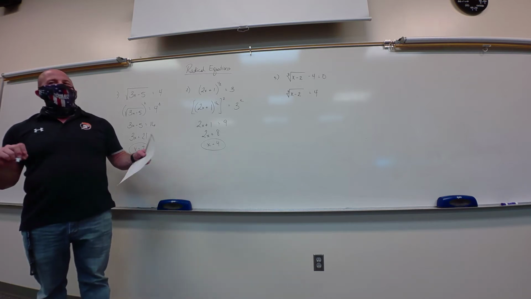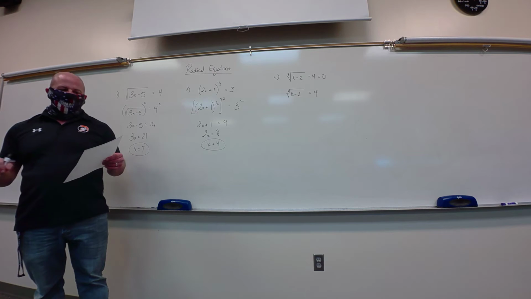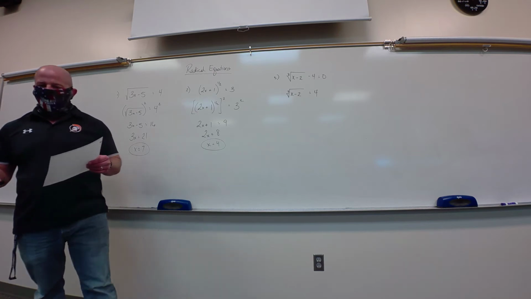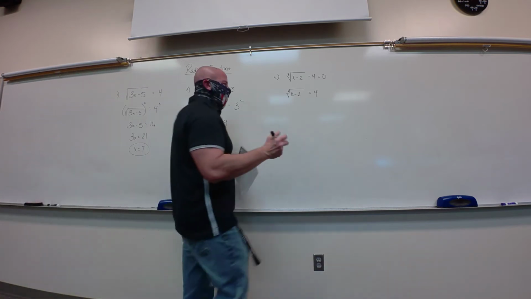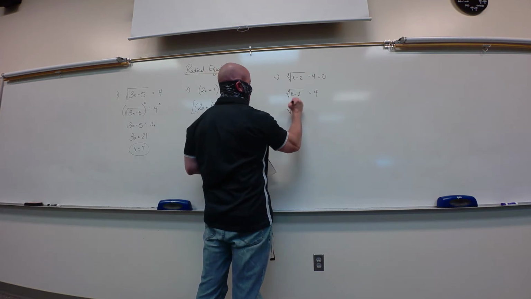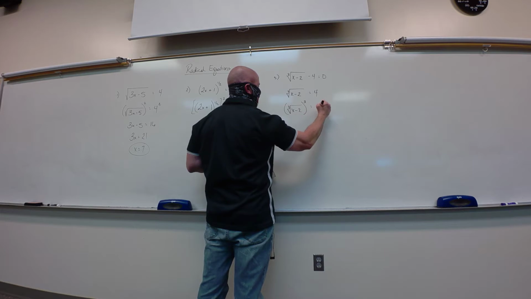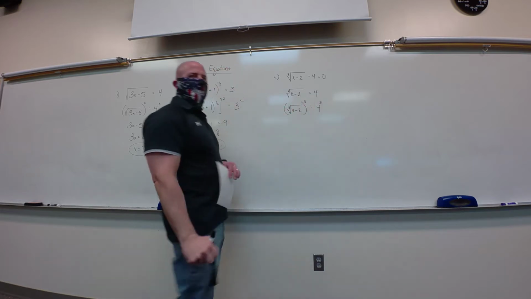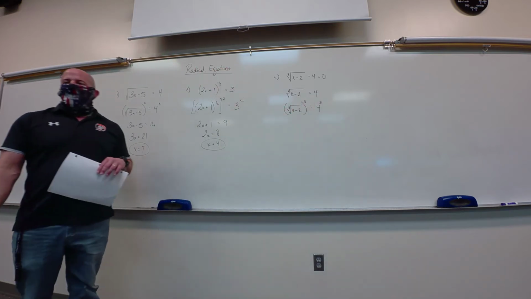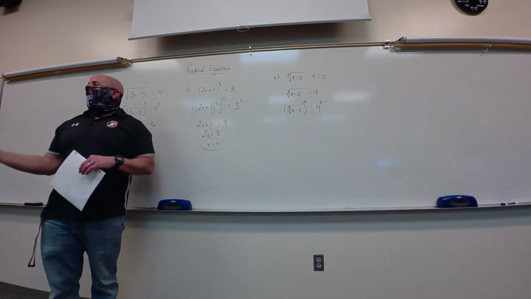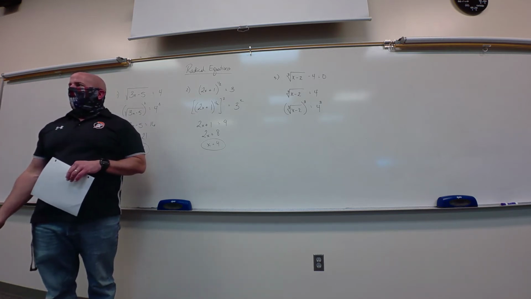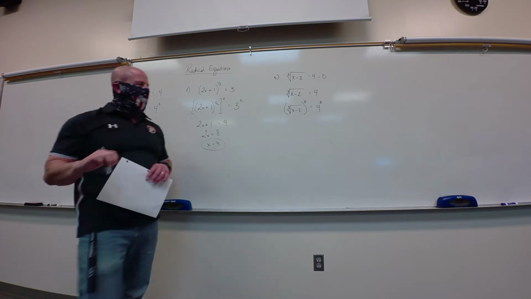So now, if I have a cube root, the opposite of that would be a cube. So we're going to raise both sides to the third power. We're going to cube both sides. Again, my goal is to eliminate that radical. So I'm going to use this power that's opposite that root. So if I see a cube root, I'm going to use the third power.